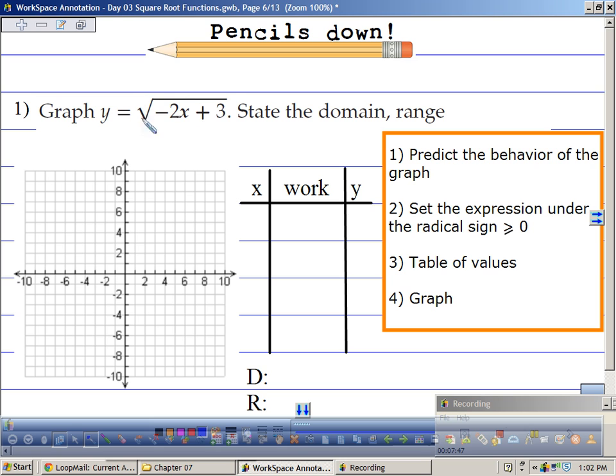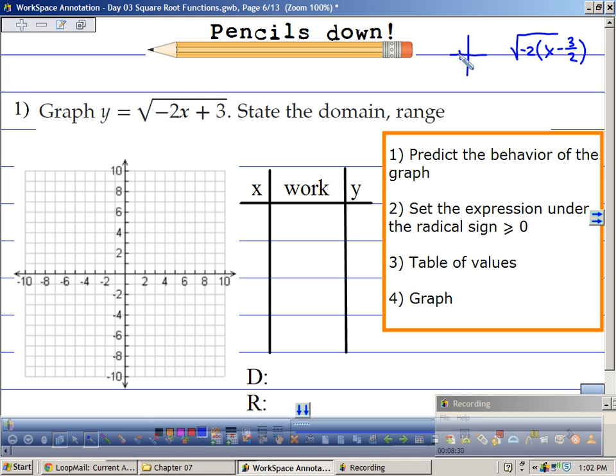Okay, so I'm going to graph y equals the square root of -2x plus 3. My first step is to predict the behavior of the graph. So I know that's going to be a fraction, right? Just like I did that last one, it's going to be a fraction. It's not necessary to actually do the fraction, but I'm going to do it anyway. Okay, I know this is going to be the square root of -2 times x minus 3/2. Right? So that means this graph is going to be shifted over this way, right?